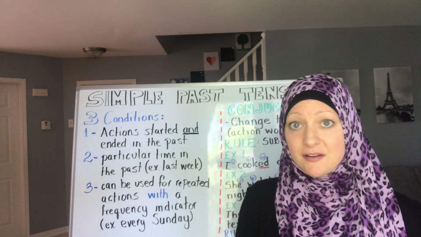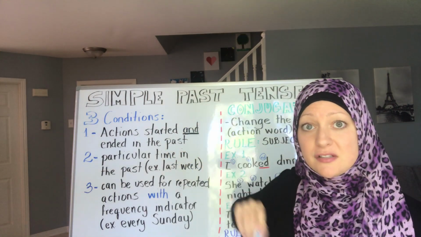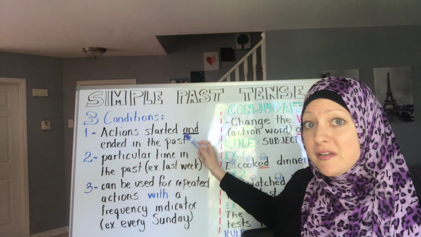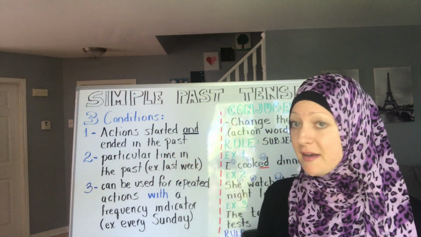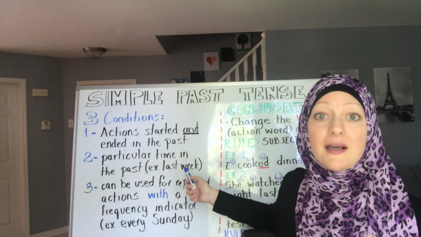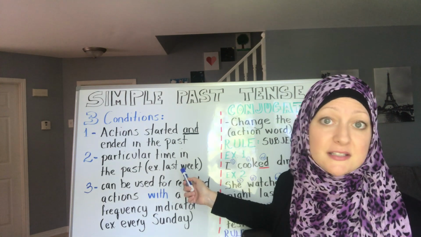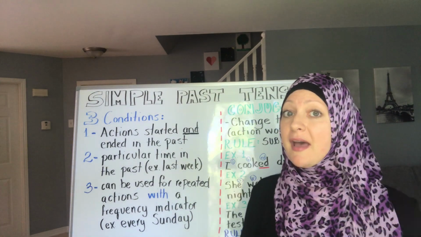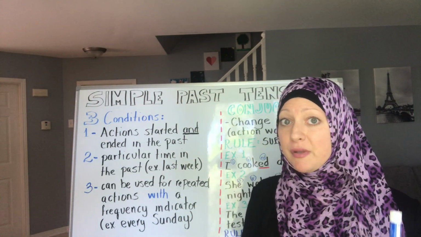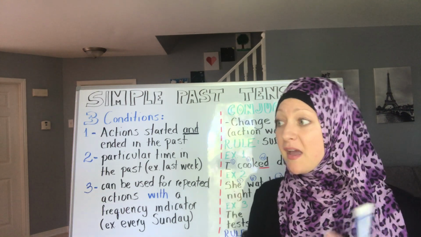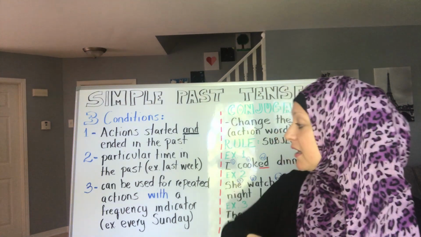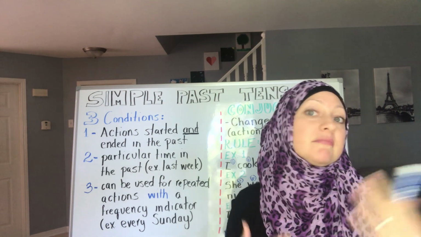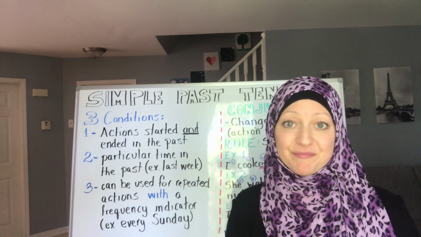So let's review these again. They have to have been actions that started and ended in the past, they had to have happened at a particular time in the past, such as last week, last night, last month, last year. And the third rule is that it can be used for repeated actions, meaning that they happen every so often, or they happen every Friday, every Saturday, but you have to use it with a frequency indicator, meaning every Sunday, every Monday, and so on.